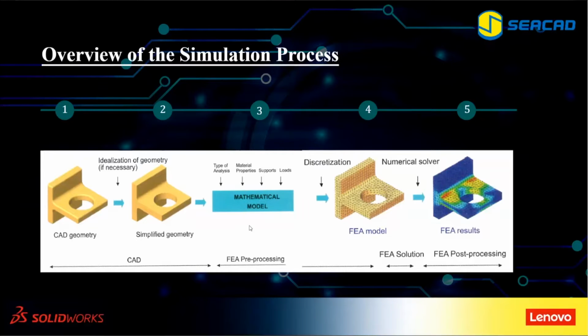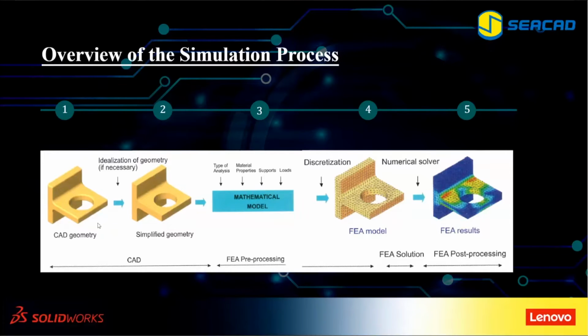Then the next step is the pre-processing, which is to apply the boundary conditions, the properties, and the material to the solid bodies. First, define the type of analysis. What kind of analysis do you want to do? The structural static analysis, or structural dynamic analysis, or the frequency analysis, or the buckling analysis. You need to define what kind of analysis you want to do.